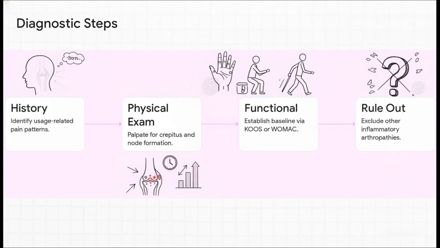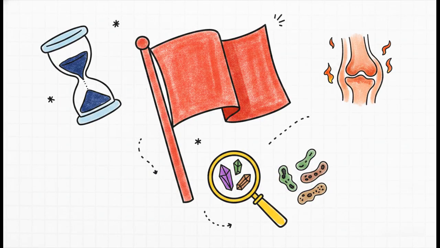Third, we highly recommend getting a functional baseline. Use assessment tools like the COAS, WOMAC, or even just a simple timed up-and-go test. And finally, rigorously rule out your differentials. While you're doing all this, always keep an eye out for red flags. If your patient mentions prolonged morning stiffness lasting over an hour, or if the joint is hot, red, and swollen, or if the disease is progressing incredibly fast, hit the brakes.